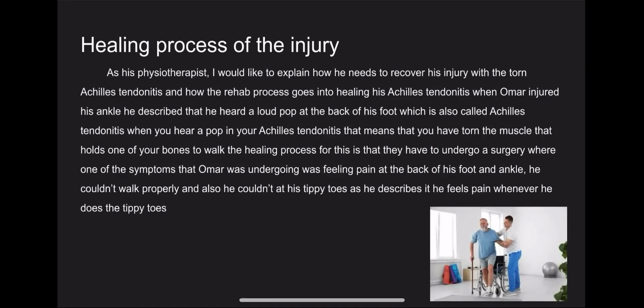Healing process of the injury. As his physiotherapist, I would like to explain how he needs to recover from his torn Achilles tendon and how the rehab process goes into healing it. When Omar injured his ankle, he described that he heard a loud pop at the back of his foot, which is also called an Achilles tendon rupture. When you hear a pop in your Achilles, that means that you have torn the tendon that holds one of your bones to walk.